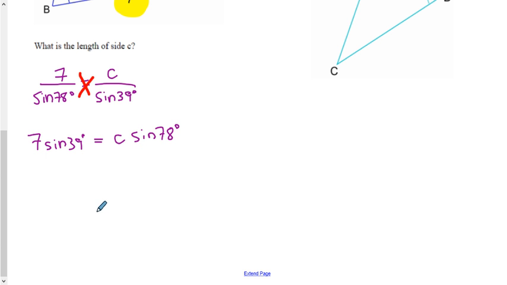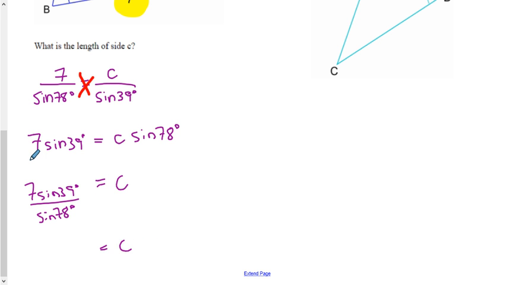How do we get C by itself? Because it's the one we want to know. Divide both sides by sine of 78. It'll be gone from here, and it'll end up down here. So we end up with 7 times sine of 39 degrees over sine of 78 degrees.